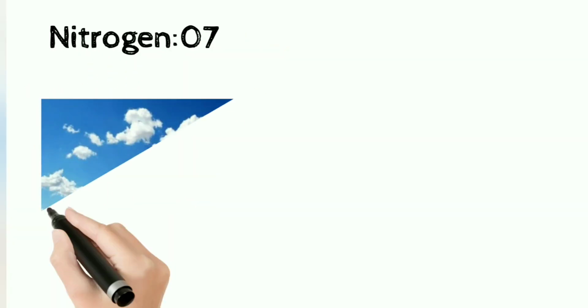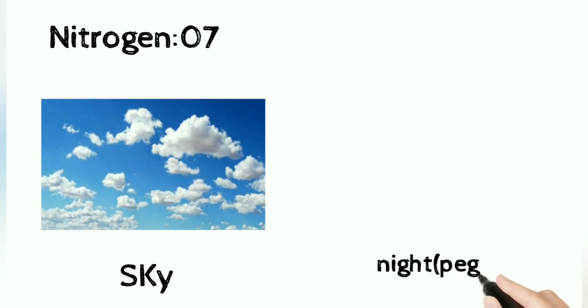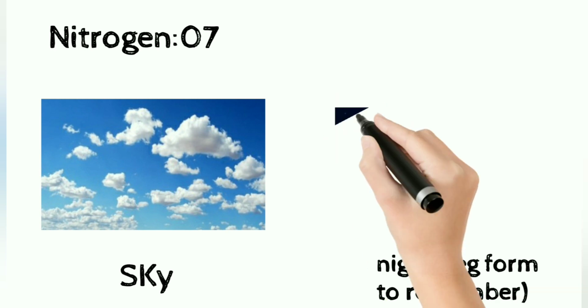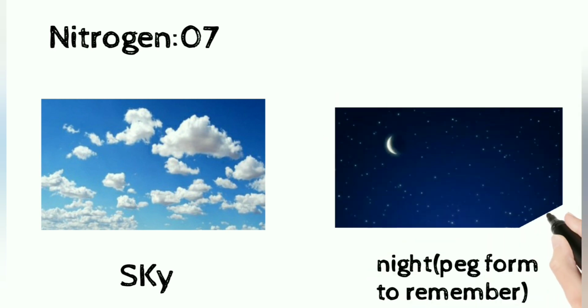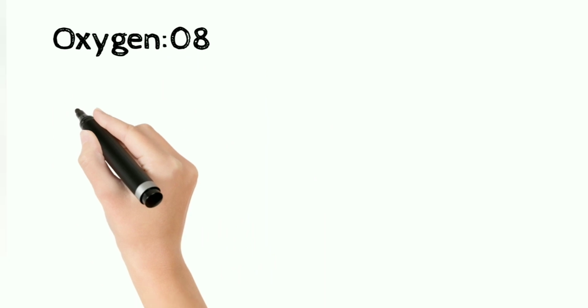The next element is nitrogen with an atomic number 07. The peg word is sky. Think of a dark sky when it appears at night. Night means nitrogen. Here you can easily come up with the story of a sky being dark at night, nitrogen.